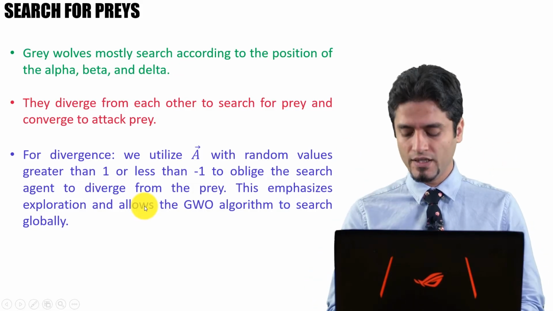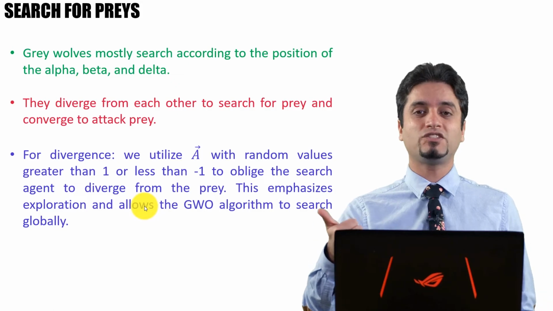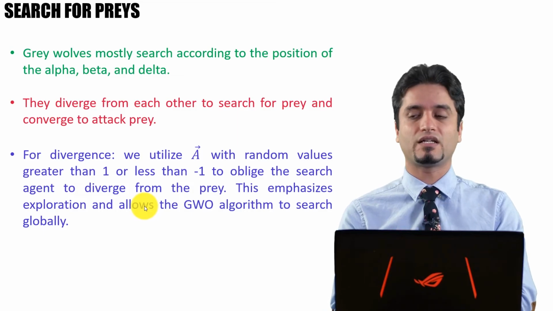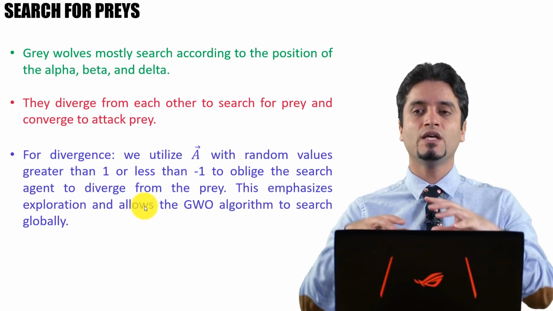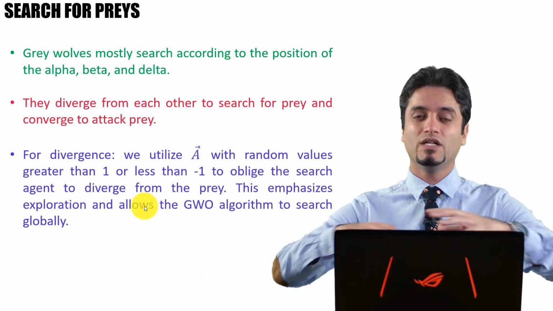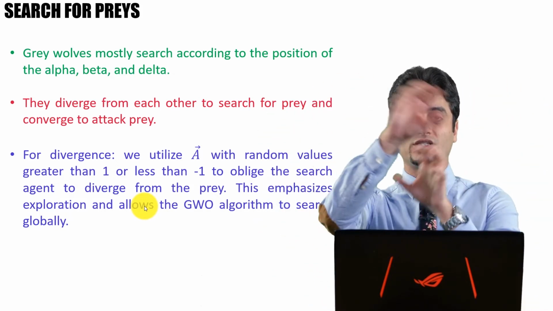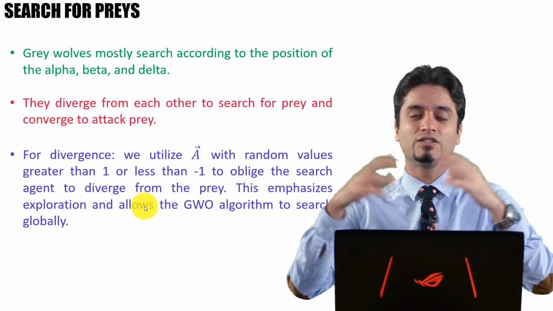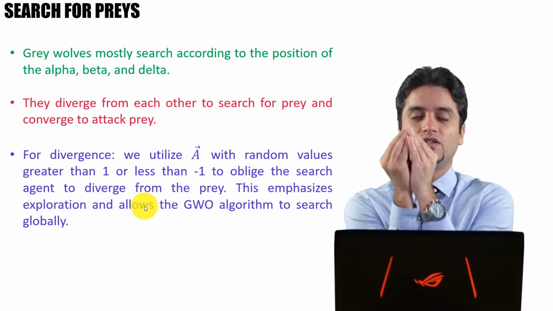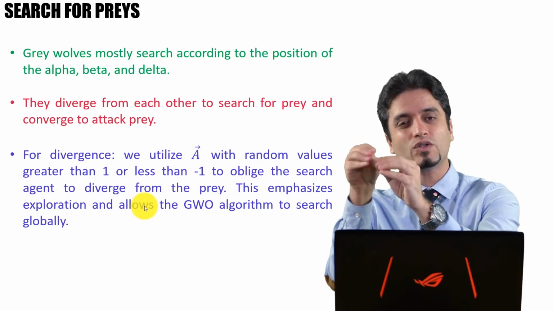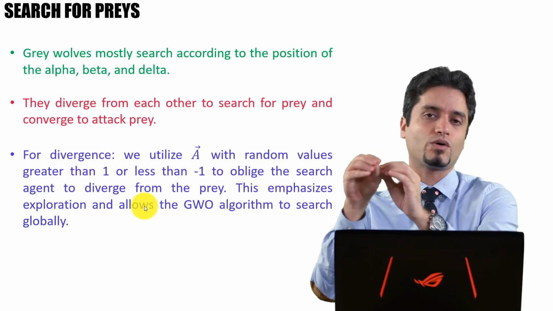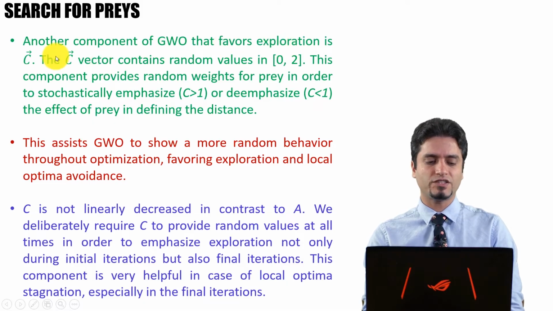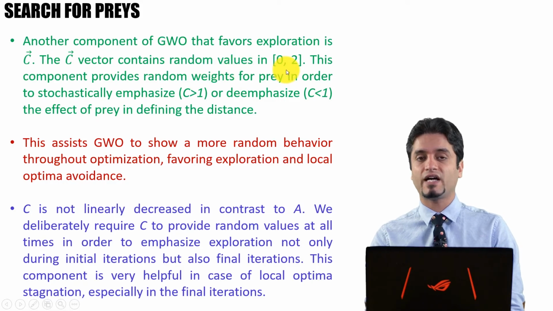So there are 2 terms here that I have to focus on: exploration and exploitation. You can find these terms in machine learning and other sub-areas of AI too. In exploration, you try to explore things. That means if this is the rectangle in which you want to find a solution, you try to stochastically and randomly discover as many places as you can. So the search is broad. Whereas in exploitation, you focus on one area and your search is more local, or your optimization is more local rather than global. Another component of GWO that favors exploration is C. C is a vector containing random values between 0 and 2.